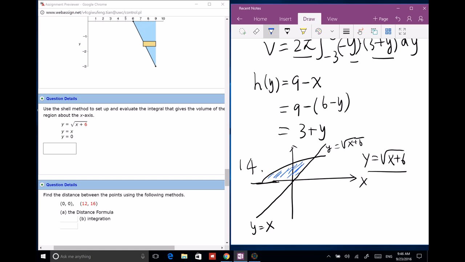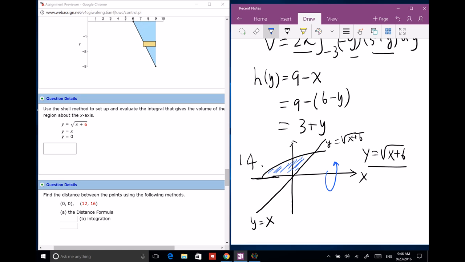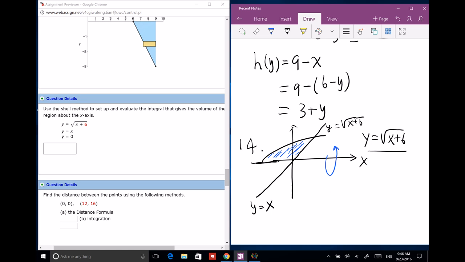And revolve this with respect to the x-axis. And then it asks us to use the shell method. If we use the shell method, we have to know how to set up the rectangle here. So we're going to use this as the height. Okay, and then you have something like this.